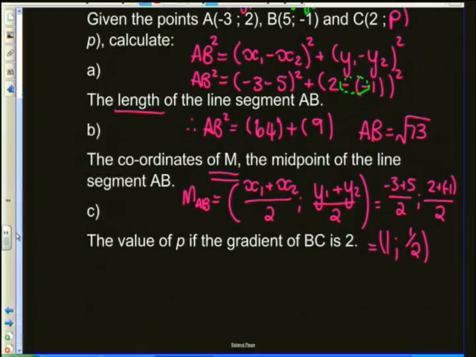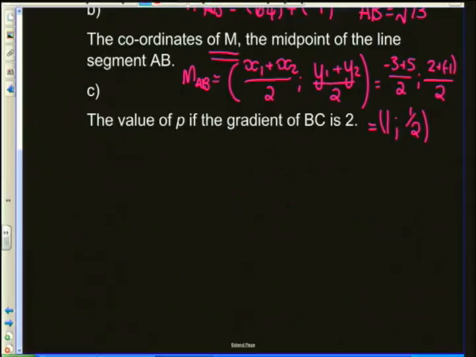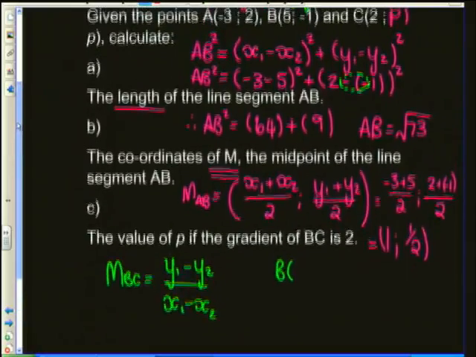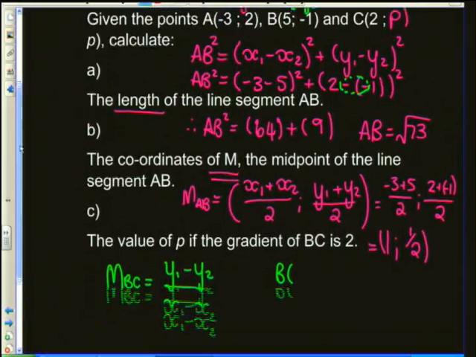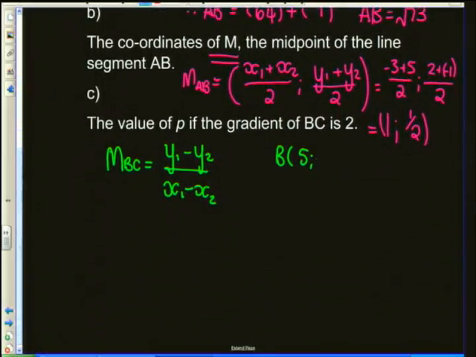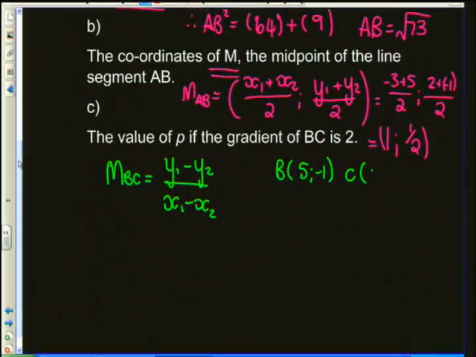Remember from linear functions, straight line graphs, to work out the gradient, the gradient from B to C, we say the following. The change in y over the change in x. All right, so y1 minus y2 over x1 minus x2. All right, and we go back to our points. Point B, let's just make sure we've got our points over here. It makes it a bit easier. Point B was 5 and negative 1, and point C was, so let's just make sure we've got it right, 2 and P.